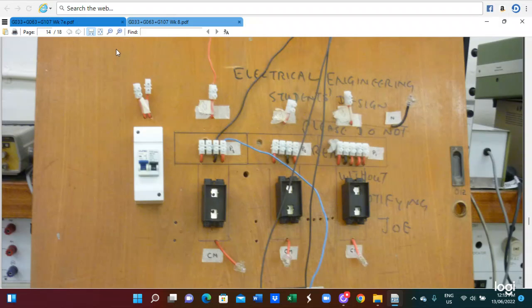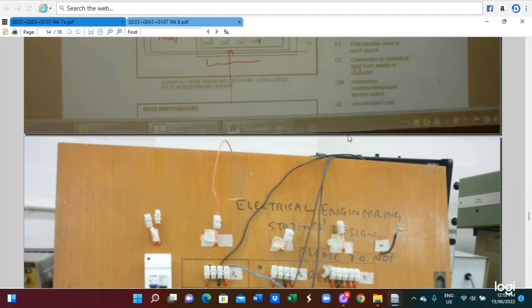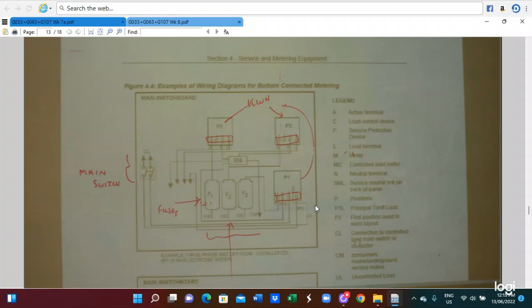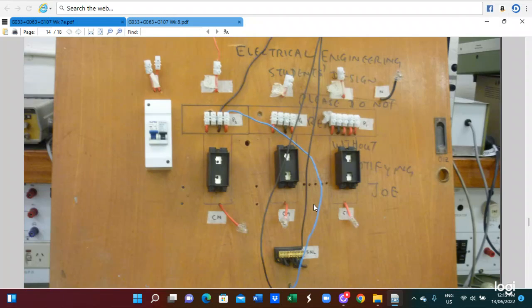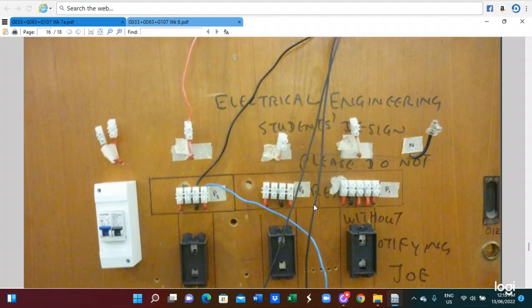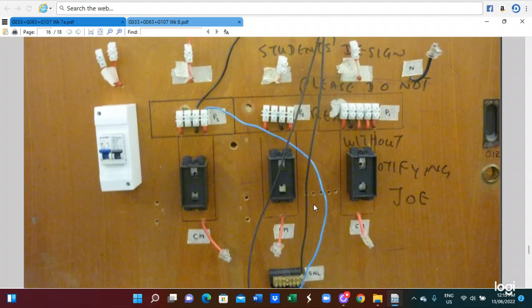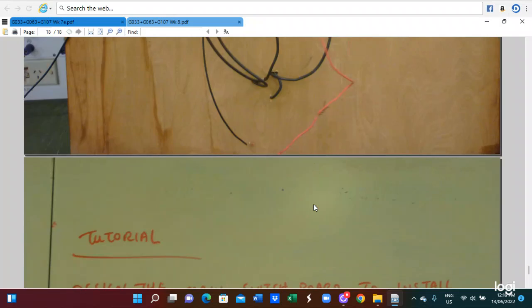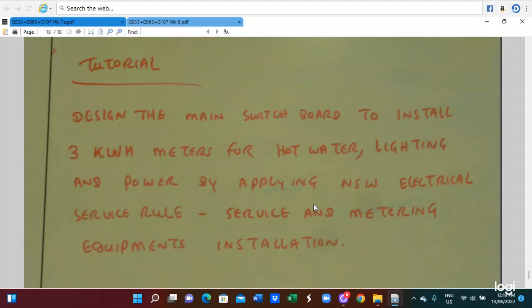So those are the diagrams. This one shows the connection arrangement diagram, and this is a physical connection diagram. This is the back connection like this, the connection diagram of the metering devices. Then you have to do the tutorial.